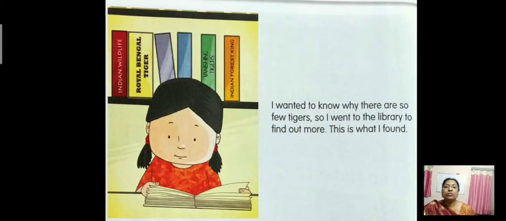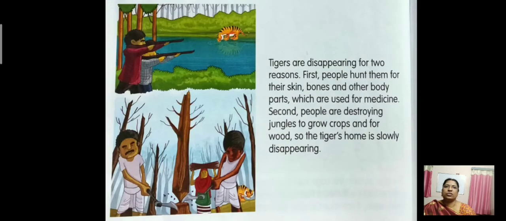So I went to the library to find out more. That is what I found. So now what the girl, the author, did: she wanted to know why there are few tigers, why there is a lesser number of tigers. So for that she went to the library, she studied on that, and she found certain things and she wants to share with us. So now let us know why there are fewer tigers, children.